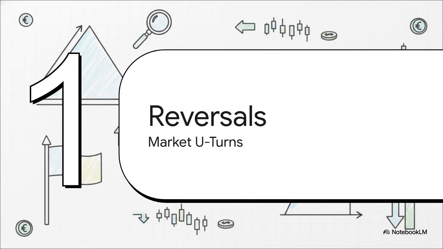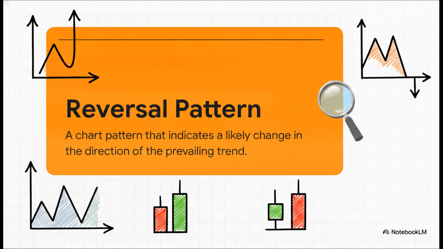All right, let's jump straight into Section 1, reversals, which are also known as market U-turns. Before we even start looking at specific shapes on a graph, we need to understand exactly what it is we're looking for, right? A reversal is simply a chart pattern that indicates a likely change in the direction of the prevailing trend. Basically, if the price was going down, a reversal pattern tells us it's probably about to go up. If it was going up, it's about to drop. It is the market signaling a massive shift in momentum.